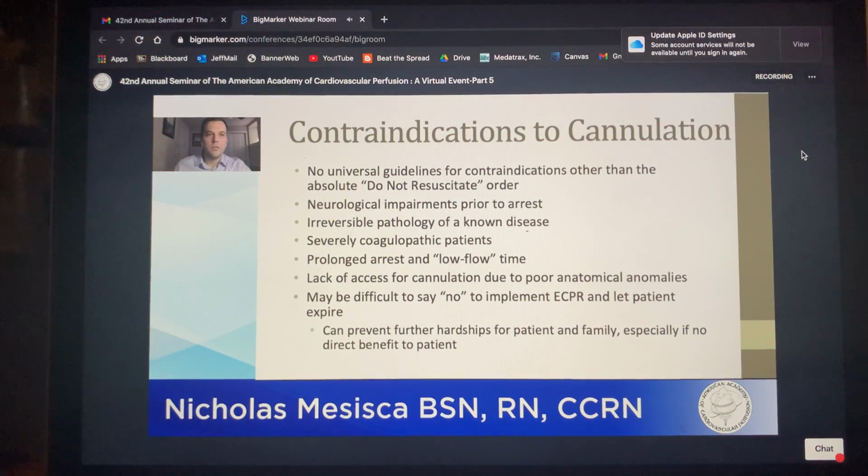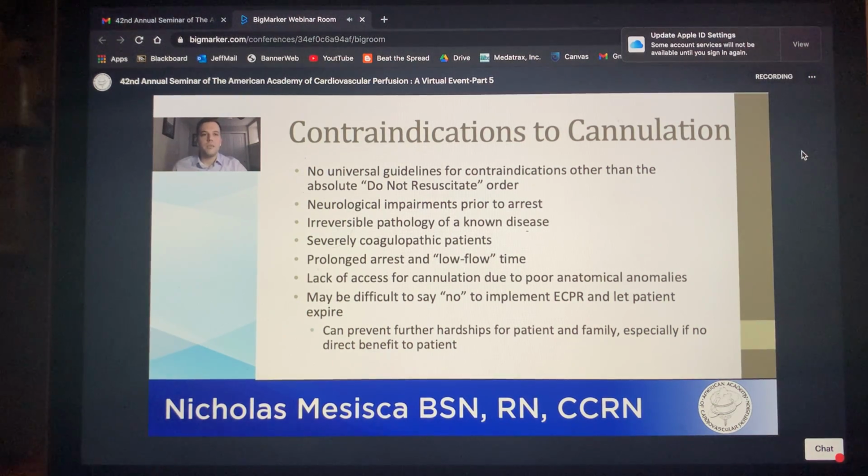So here I'm going to talk about some contraindications. As I stated before, there is no universal set of guidelines for whether we should or should not cannulate. Granted, if patients do have a defined do not resuscitate order, this will obviously be imposed as an absolute contraindication worldwide. Similarly to what I discussed on my previous slide, having baseline neurological impairments could be considered contraindicative for many programs just because their long-term prognosis is not good.